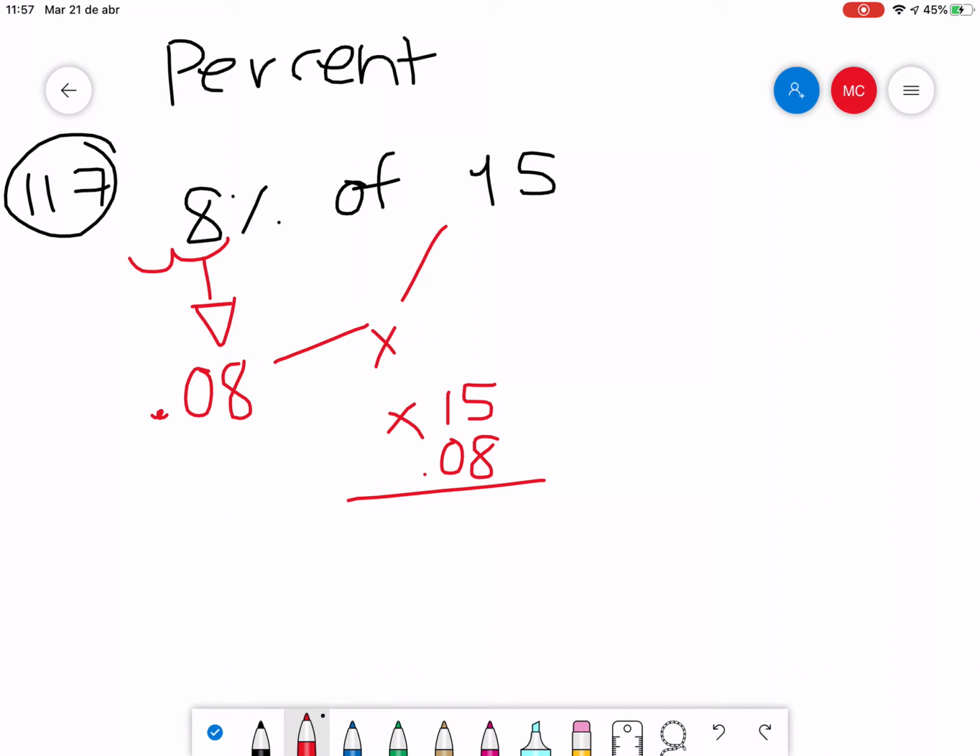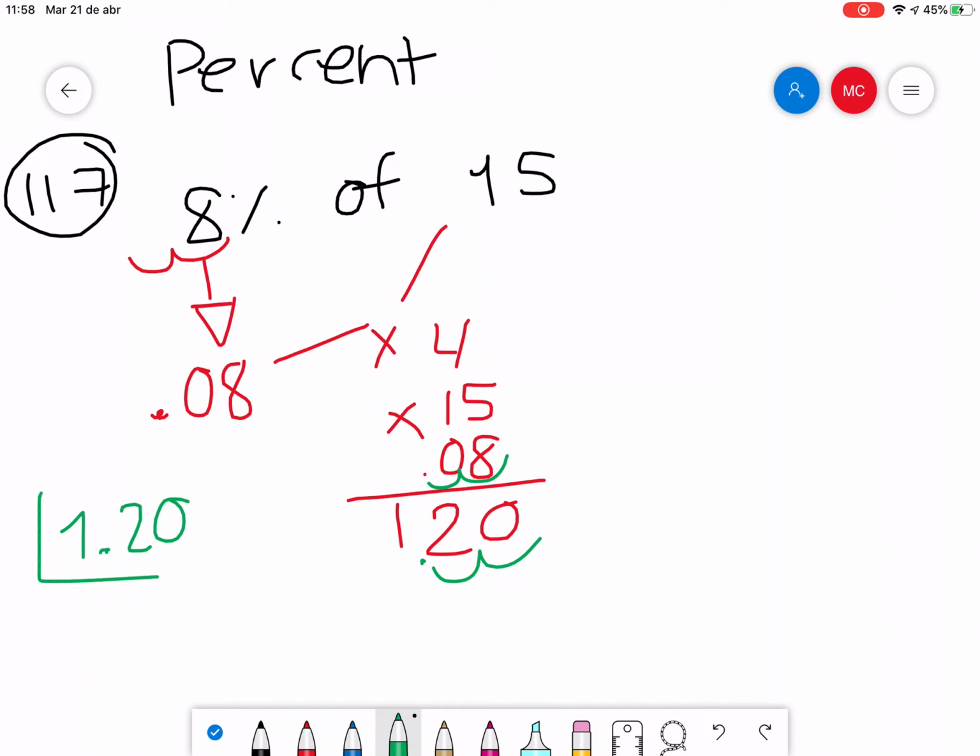8 times 5 is 40. 8 times 1 is 8, plus 4 is 12. And then I ask, how many decimals did I have? 1 and 2, so the answer is 1.20, okay? 8% of 15 is 1.20. This was the first thing that we saw.